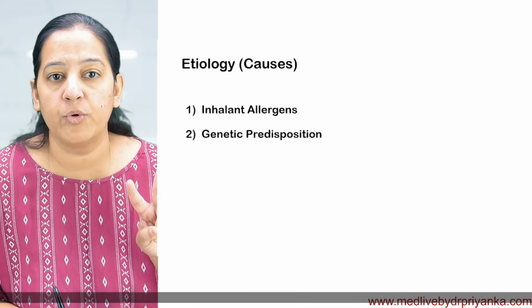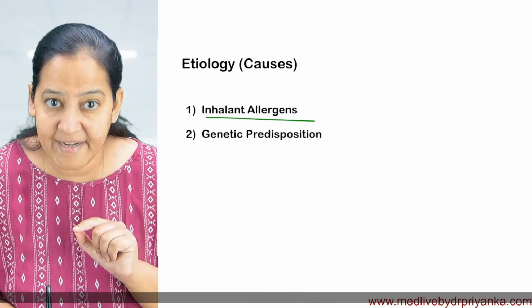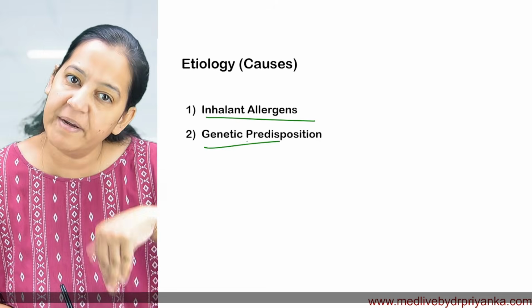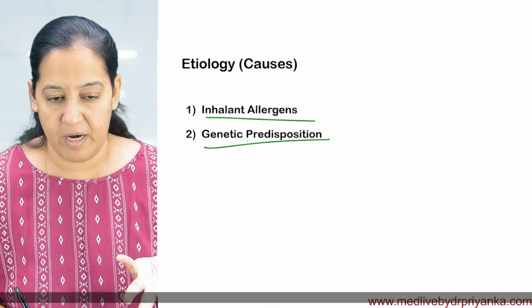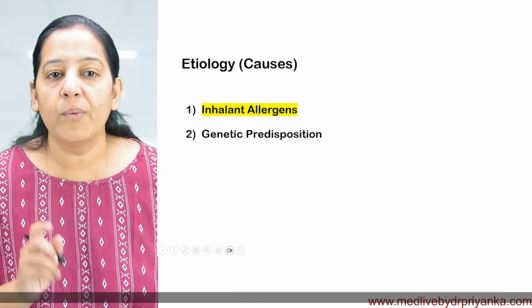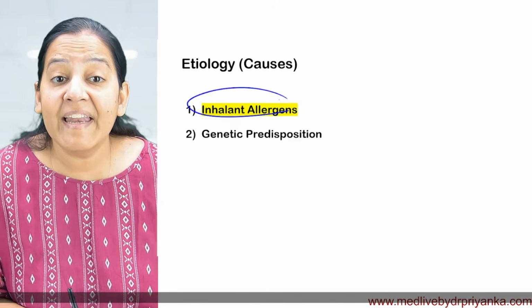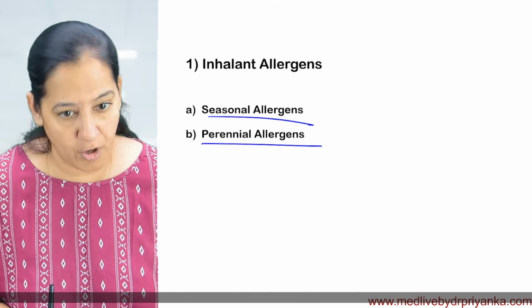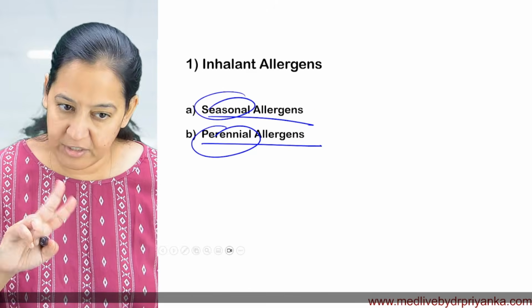Etiology, why it happens? There are two etiologies. Maybe it is inhaled allergen which is causing this allergy, or maybe it is genetic predisposition. In some cases, we found there is no inhaled allergen. It is genetic predisposition, or maybe both of them. So inhaled allergen, one by one we will take it. As I told you, inhaled allergens are of two types, seasonal and perennial, which give the two types.